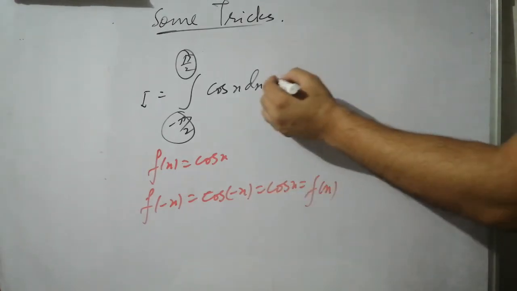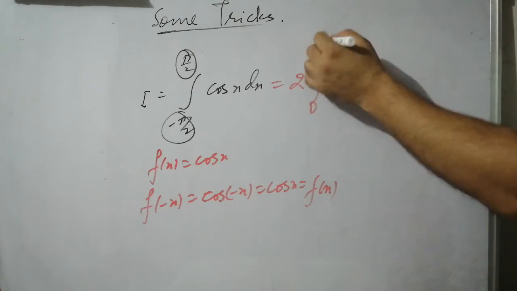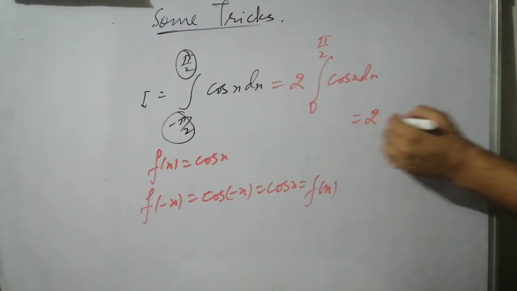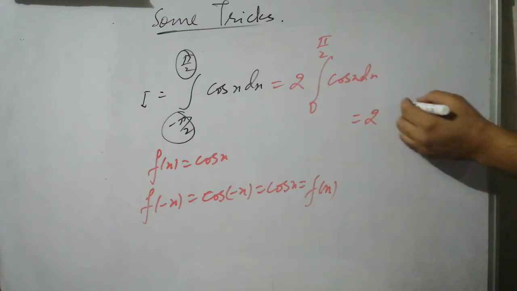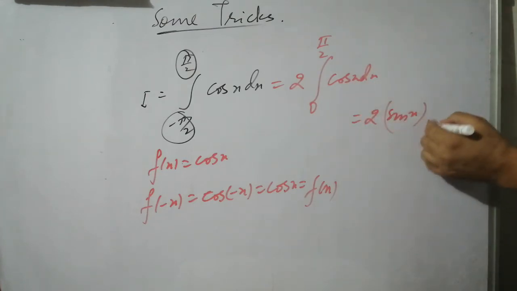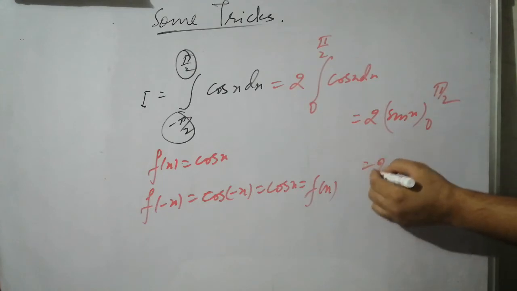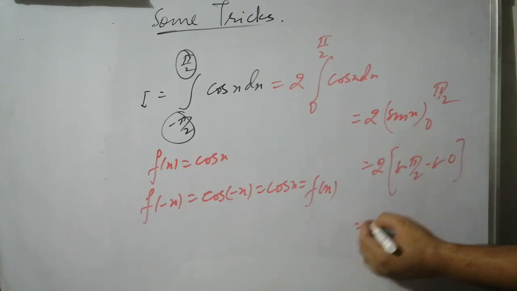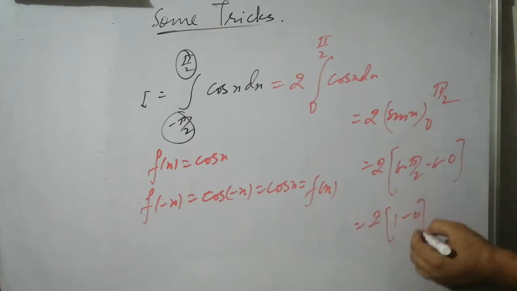और जब ये f of x के बराबर होता है तो आंसर क्या होता है? Twice 0 to upper limit function, right? You integrate it twice. cos x का integration is what? Sin x, 0 to pi by 2. This is 2 into sine of pi by 2 minus sine of 0. Sine of pi by 2 is what? 1 minus 0. This is equal to 2. So this is done. Right.